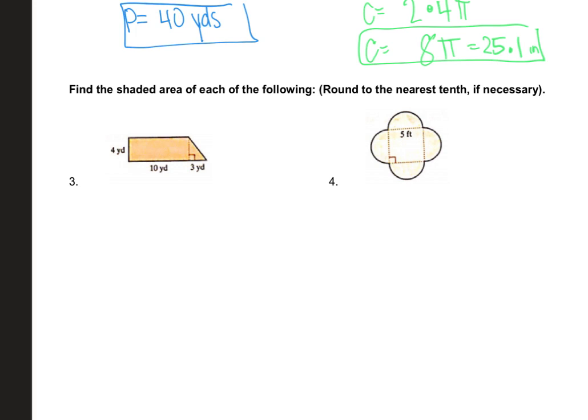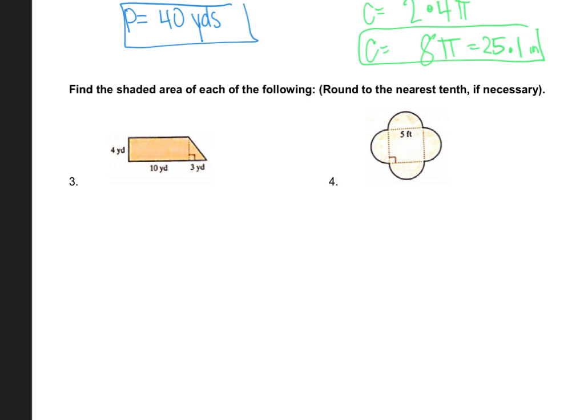All right, find the shaded area of each of the following, round to the nearest tenth. Now, with these, we do not have that shape to find the formula. So we have to figure out what shapes these shapes have been made up of and whether we're adding or subtracting. If it's all shaded across the board, we're going to be adding. If there's a hollow section that's not shaded, we're going to be subtracting.